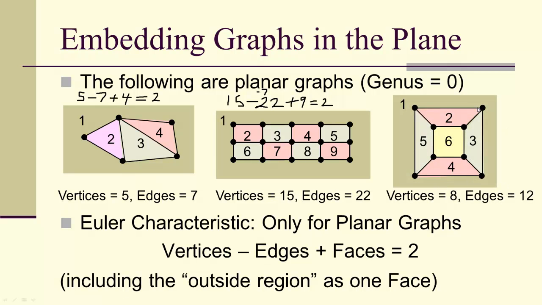Now once again, we take 8 and 12. 8 minus 12 is negative 4, and there are 6 regions. So once again we get 2.